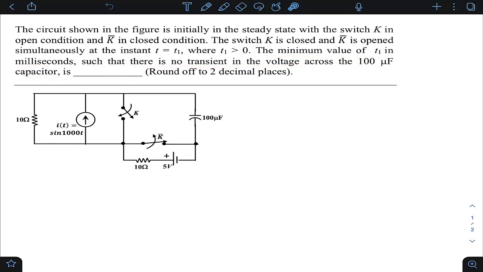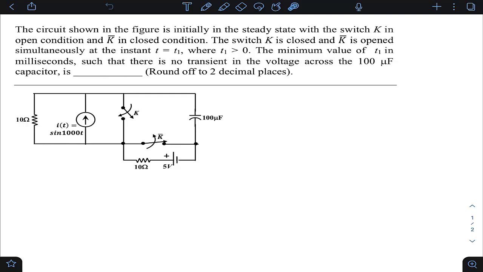This is one of the excellent questions, students. In fact, a very good logical question. Because if you see, you have a practical AC current source and you have a practical DC voltage source. So both AC source and DC source are present along with two switches. We are supposed to find a condition for when the switching should happen, so that there is no transient response at this particular capacitor voltage. No transient response means there should not be an exponential term.